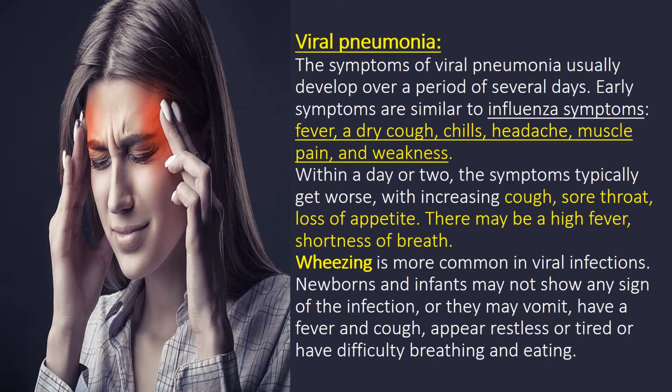The symptoms of viral pneumonia usually develop over a period of several days. Early symptoms are similar to influenza symptoms, such as fever, dry cough, chills, headache, muscle pain, and weakness. Within a day or two, the symptoms typically get worse with increasing cough, sore throat, loss of appetite. There may be a high fever and shortness of breath. Wheezing is more common in viral infections.